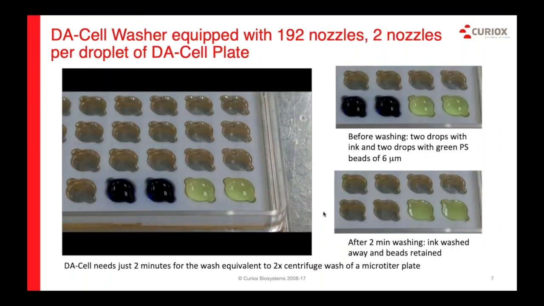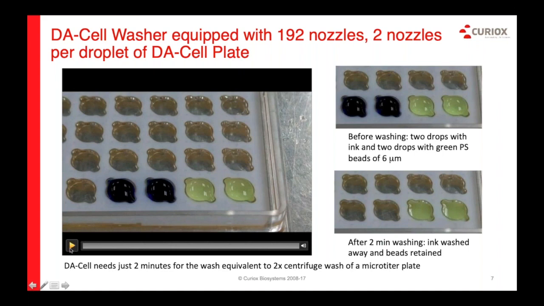So now in this slide, I'm going to show a short movie clip of how the DA cell washer runs. And in the movie, there's 2 wells that have droplets of green fluorescent polystyrene beads down here. And then right here, there's 2 wells full of food coloring or dye that's taking the place of labeled antibodies. And then the polystyrene beads represent cells.